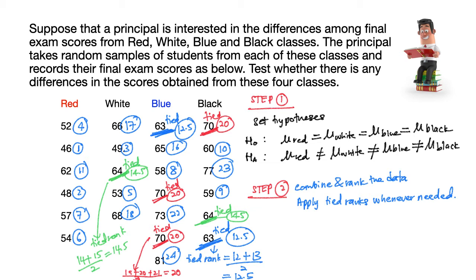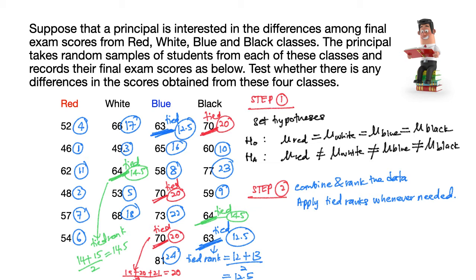The second step is to combine and rank the data. So what is meant by combine and rank the data here is we have to include all of the data and rank from the lowest to the highest. And we also have to apply tied ranks whenever needed. Tied ranks are applied for data that are similar, where they share the ranks and they are not written as usual ranks. Now let's have a look at the data here.